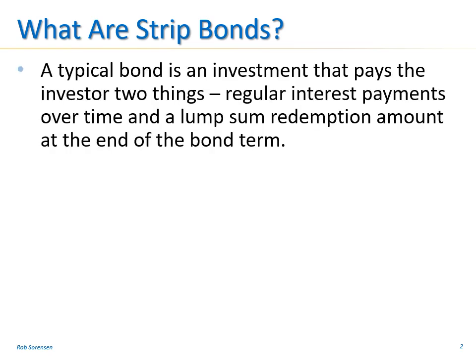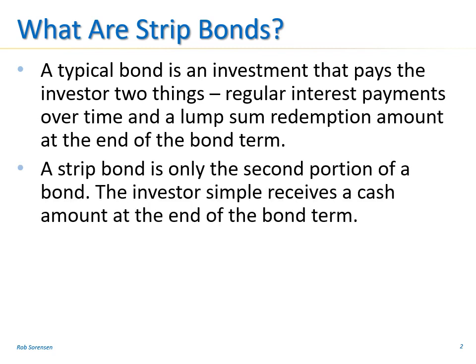A typical bond is an investment that pays an investor two things: regular interest payments, we often call those coupons, so regular payments over time, and a lump sum, one single big value, a lump sum redemption at the end of the bond term or when it's all done. Well, a strip bond is where we take the second portion of the bond, just the lump sum amount, and sell that as an investment. So the regular interest payments aren't involved anymore. They've been stripped away.